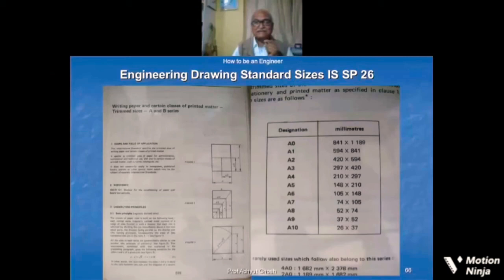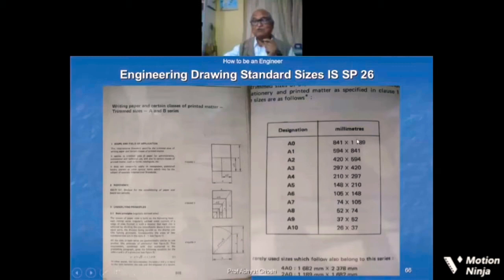What is the standard? Drawing sheets are the first standard. Drawing methodology is standard. So we have SP 46, which gives you everything on sheets, method, views, etc. We have a beautiful way of designating the sheet sizes, A0, A1, A2. This is 1 meter square, half a meter square, quarter meter square, and so on and so forth.